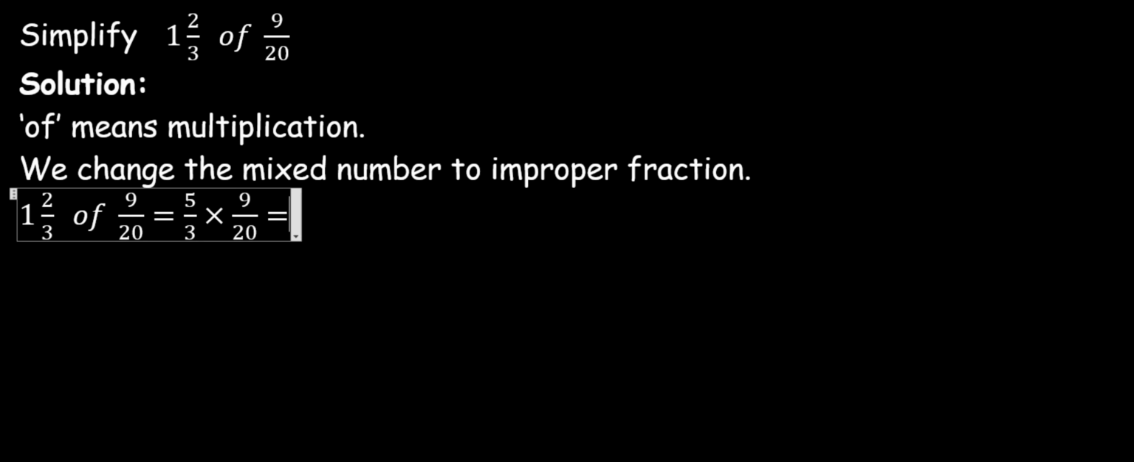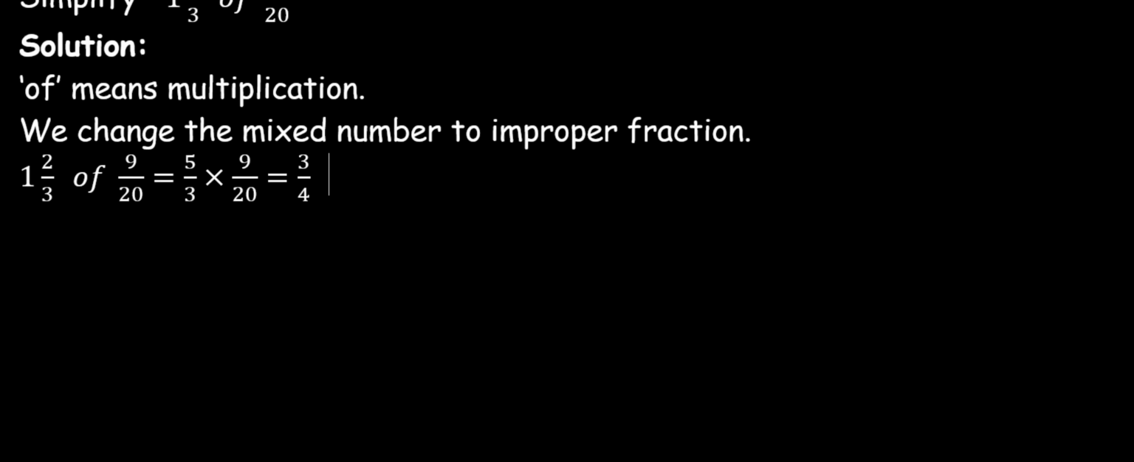3 we cancel out with 9, and you will be left with 3 there, 1 here. 3 into 9 will give you 3. 5, you cancel out with 20, and you get 4, and the result will be 3 over 4.